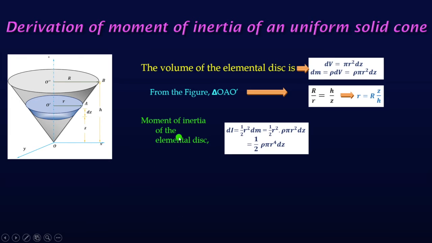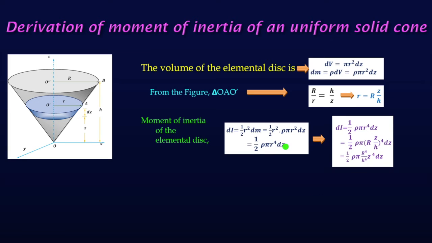Now what's the moment of inertia? Substitute this value: dI equals again half r square dm. Why half r square? Because it is a cylindrical piece, and for the cylinder again we are using half r square dm as the formula. Substitute the value of dm from this equation. So we are getting dI equals half rho pi r to the power 4 dz.